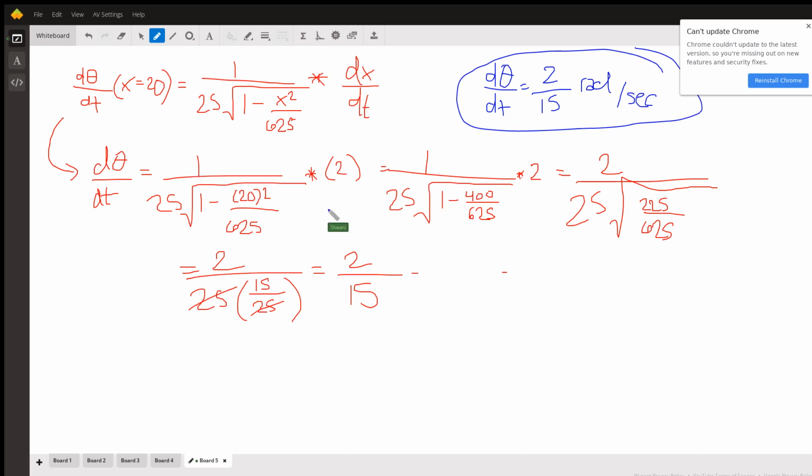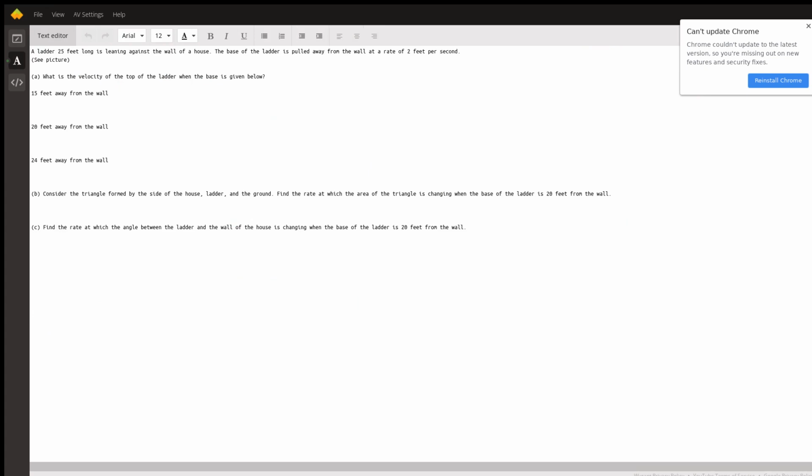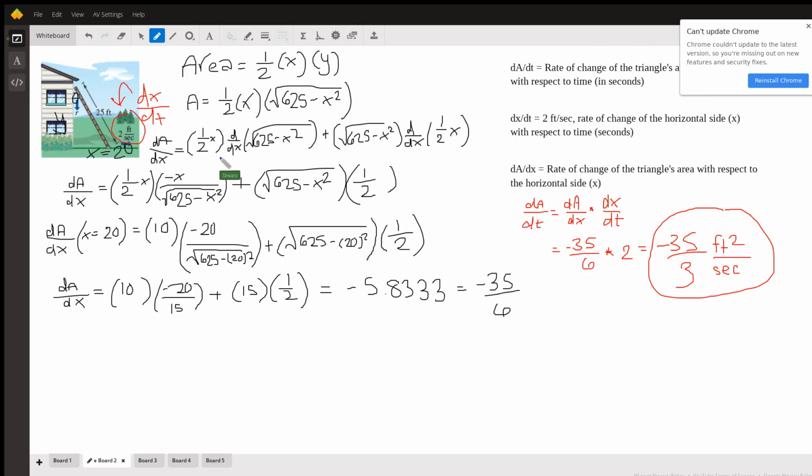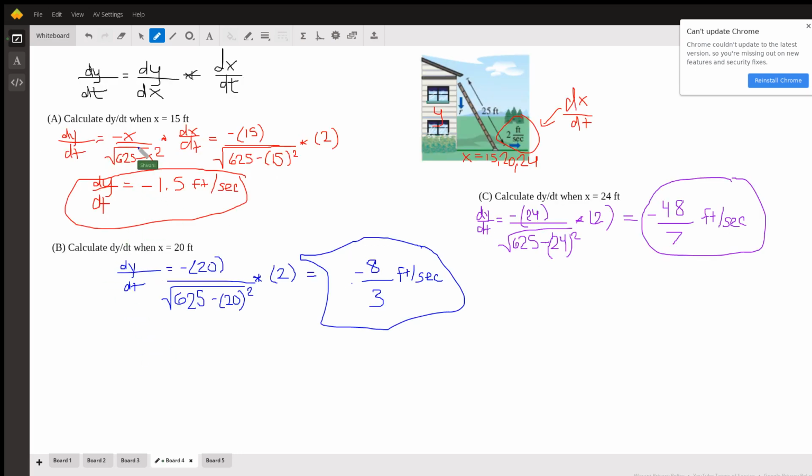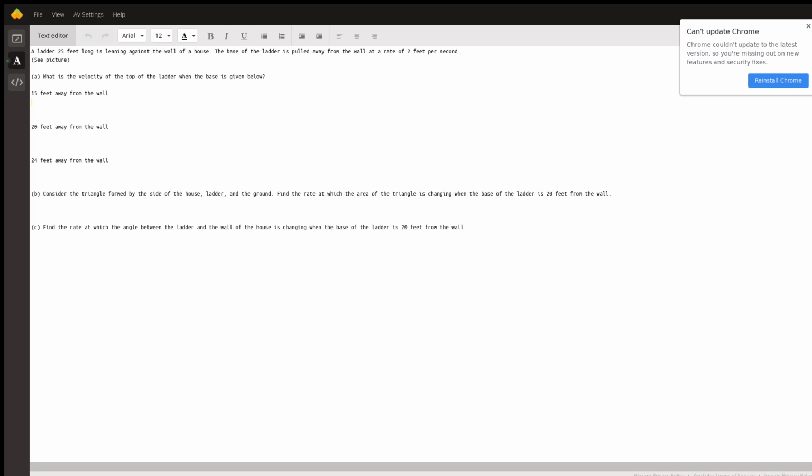All right, so these are our final answers. So going back to our problem, final answer for question 1, for number 1, A, B, and C. For the first one, you have negative 1.5. Or 20 feet away from the wall, you have negative 8/3 feet per second.